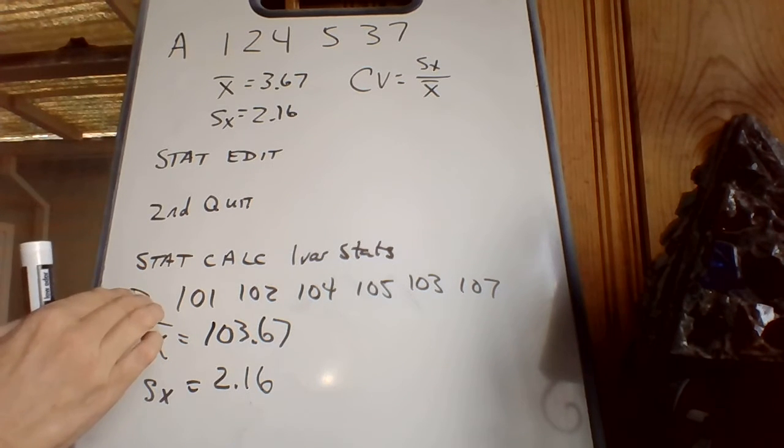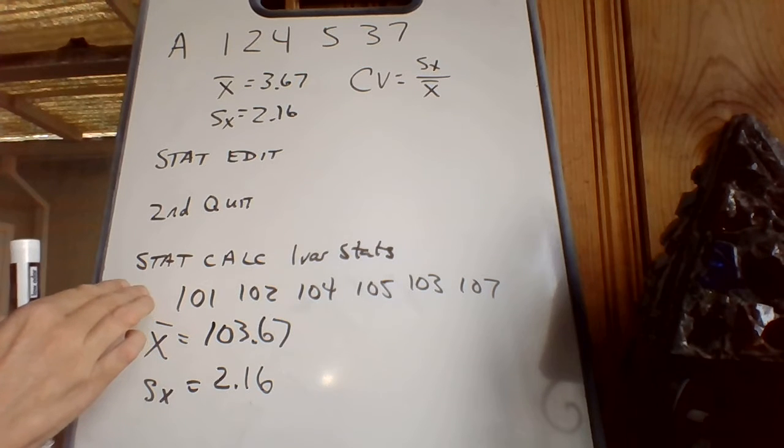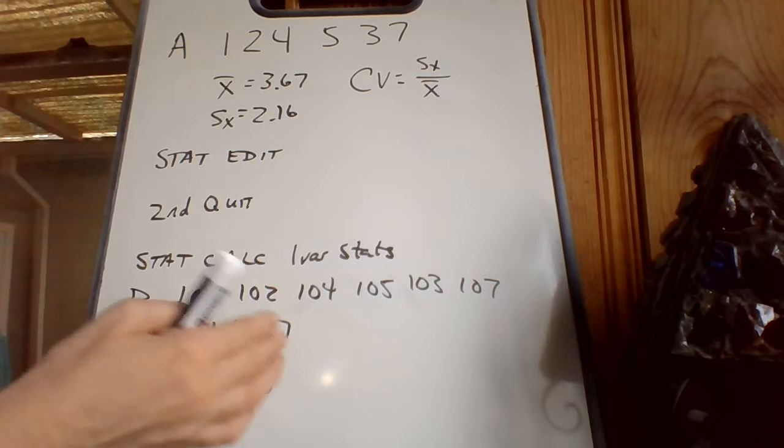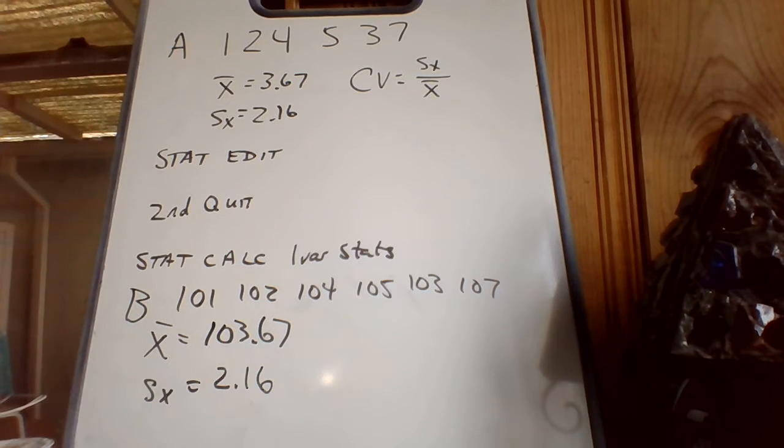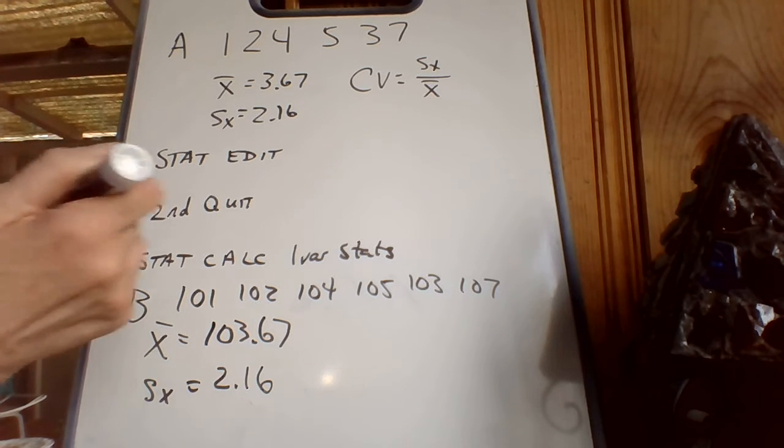And then I did the same thing. I went back in there and overwrote those with the second list of numbers, okay, and then I got the mean and the standard deviation. Now it says get the coefficient of variation.